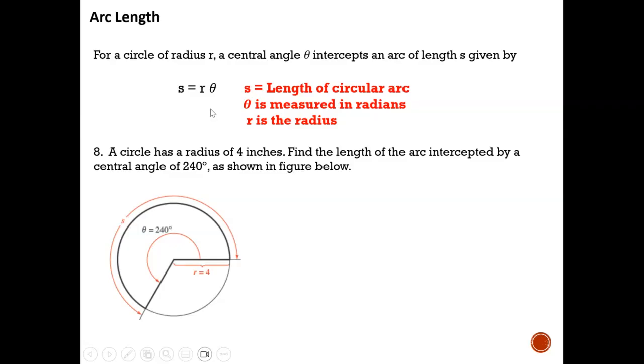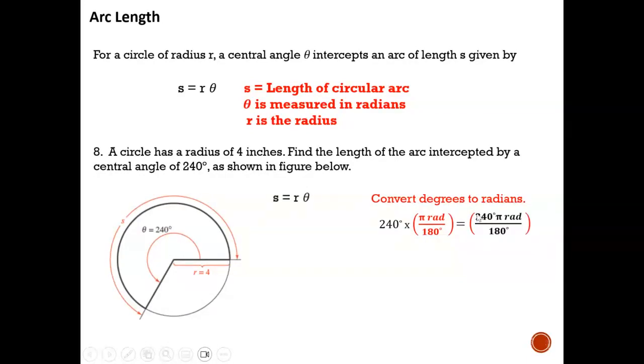So it gave us number 8. A circle has a radius of 4 inches. Find the length of the arc intercepted by the central angle of 240 degrees, as shown in the figure below. The first step, guys, is to convert the angle from degrees into radians. So 240 degrees times pi radians over 180. The zeros cancel, so 24 over 18 will give us 4 pi over 3.